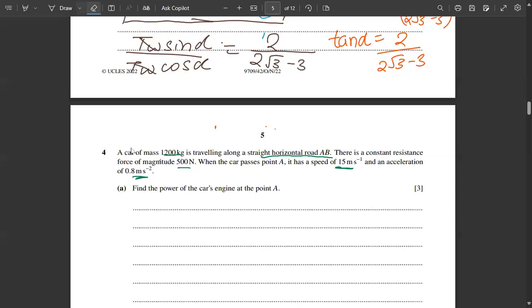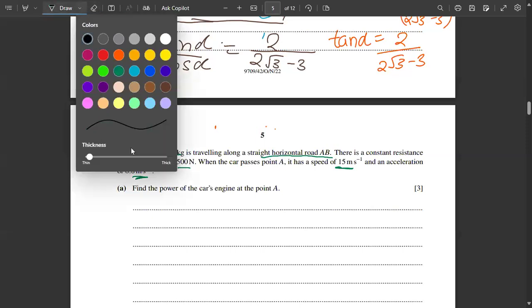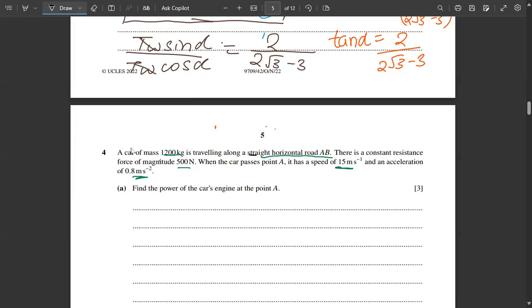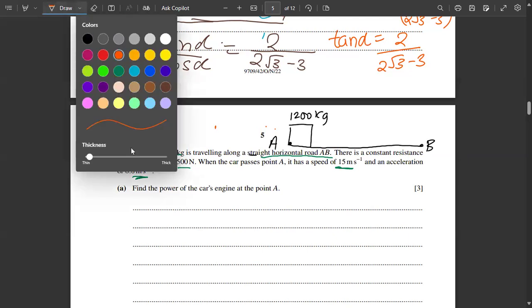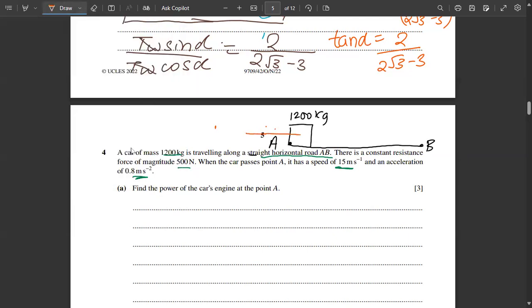First off, what we need to know is that it is on a straight horizontal road. So, when drawing the diagram, let's draw a diagram for a straight horizontal road. Now that we have that here, let's label A and B. The car is of mass 1200 kg, so let me write down 1200 kg here. There is a constant resistance force of magnitude 500 Newton. So let's mention that also.